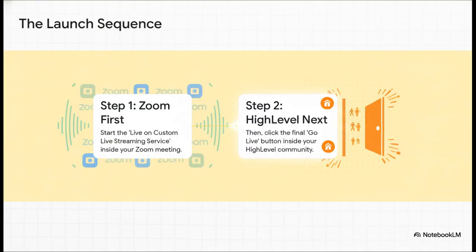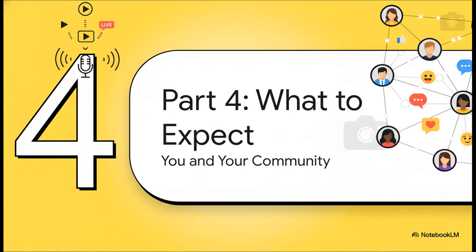This breaks it down perfectly. First, while you're in your active Zoom meeting, you go to More and click to start the Live on Custom Live Streaming service. That starts pushing the video signal out from Zoom. Then, and only then, do you hop back over to HighLevel and click that final Go Live button. So think of it like this. You start the broadcast in Zoom, and then you open the doors for your audience in HighLevel. And just like that, you are live.